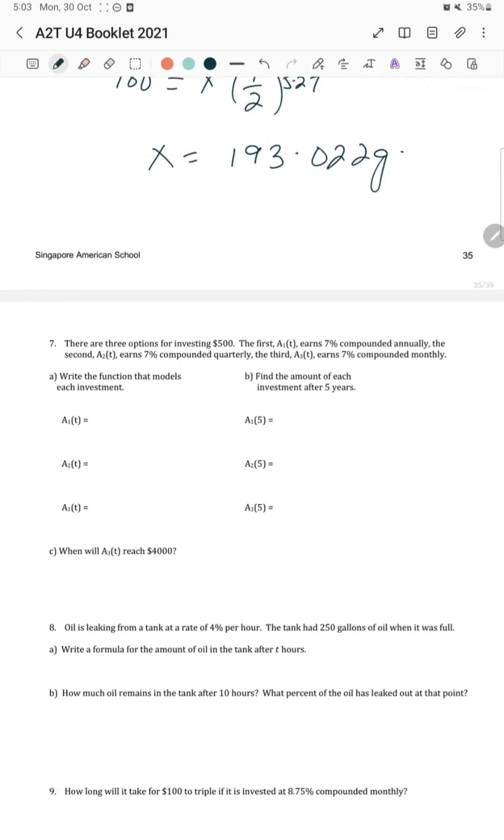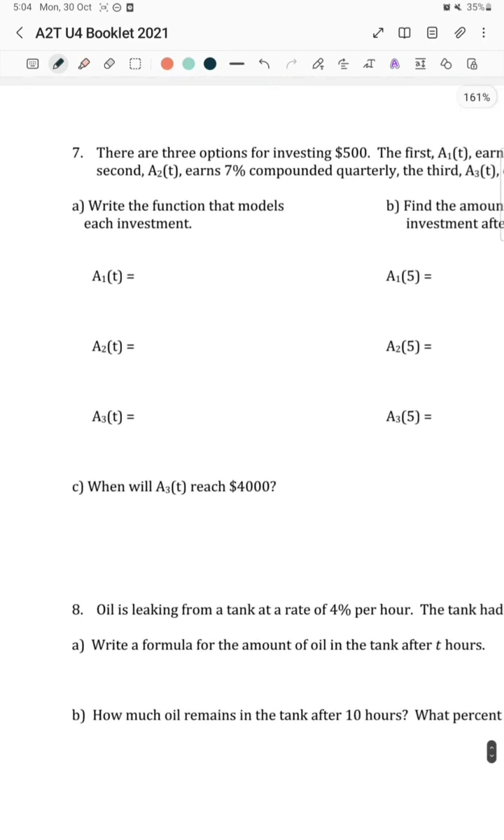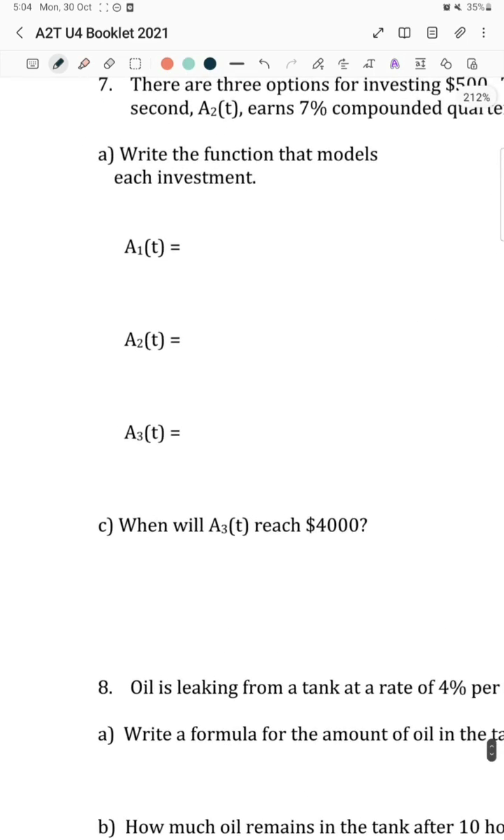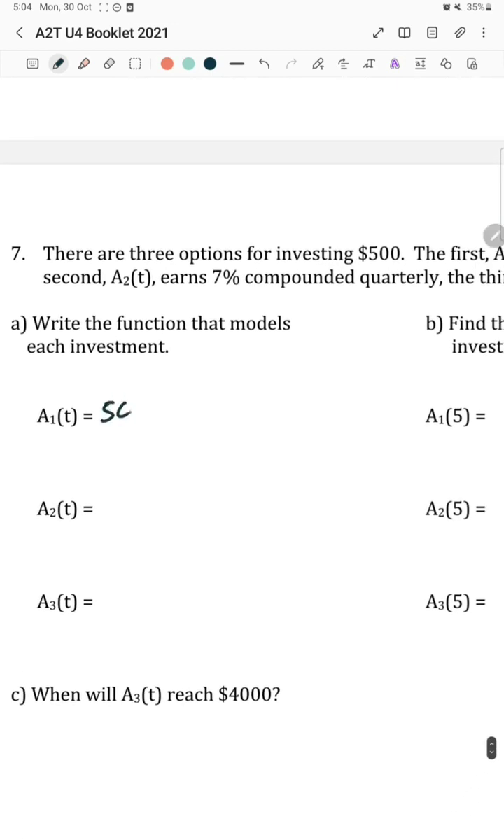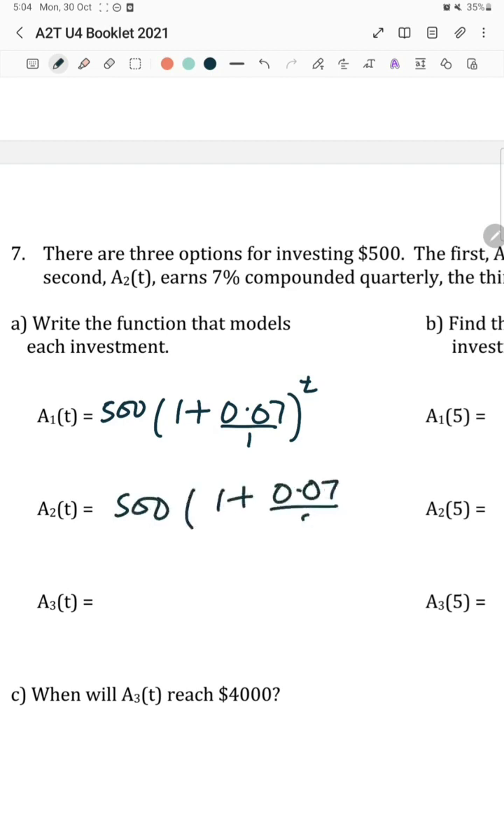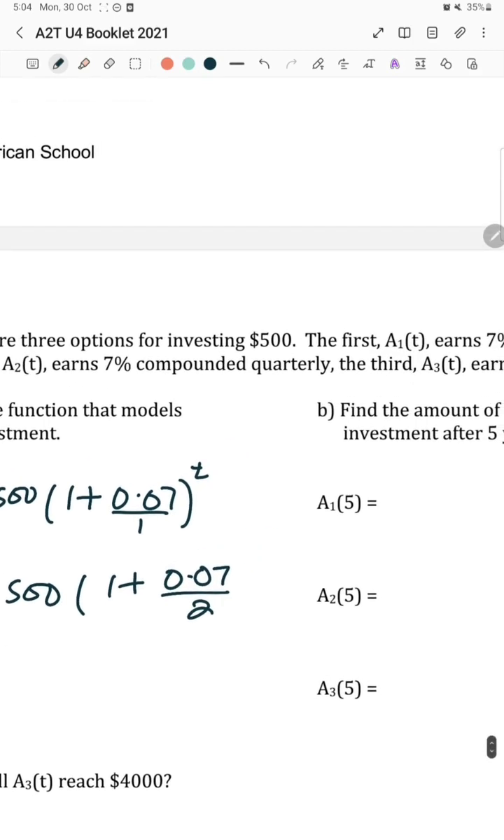Okay. So there are three options for investing $500. At first, A1(t) earns 7% compounded annually. The second, A2(t) earns 7% compounded quarterly. Third, A3(t) earns 7% compounded monthly. Write the function that models each investment. So it's A1(t), which will be equal to 500(1 + 0.07/1)^t. If it would be A2(t), it would be 500(1 + 0.07/2)^(2t).